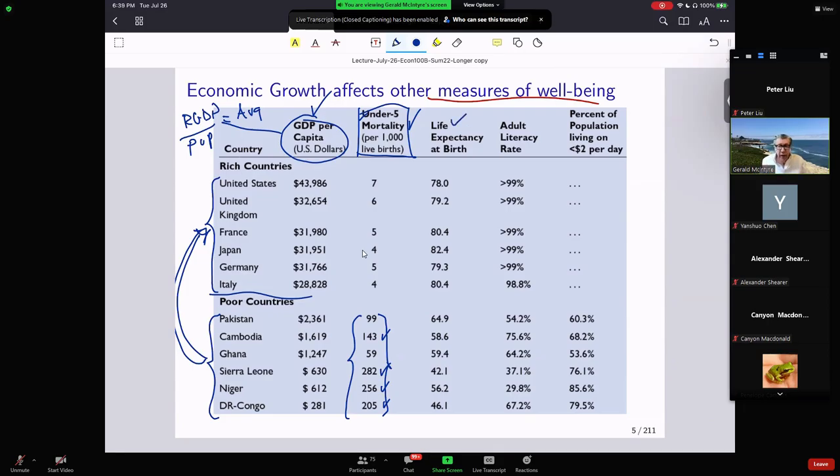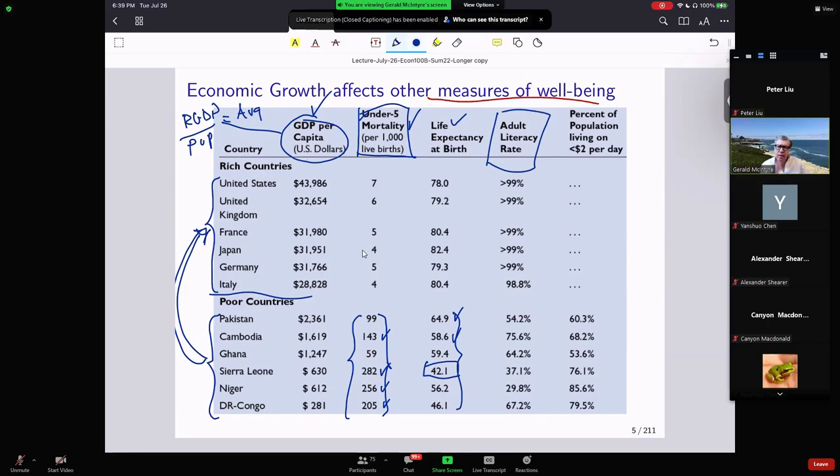The next column, life expectancy. If you believe life is good, more life is better. The rich countries in the world, their average life expectancy is around 80 years of age. In the poorer countries in the world, in this sample, 64 years, 58 years, Sierra Leone, 42 years. You know, Sierra Leone, that's a very young person in my view, or around my age or something like that. That's dangerously low.